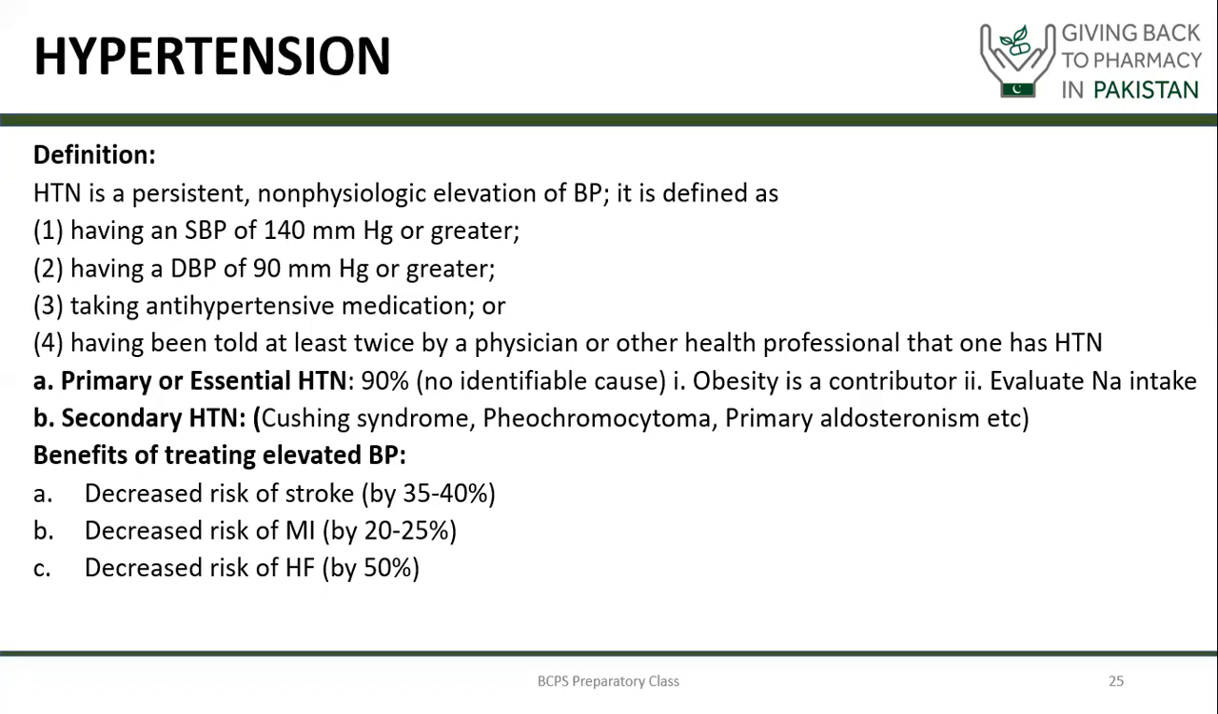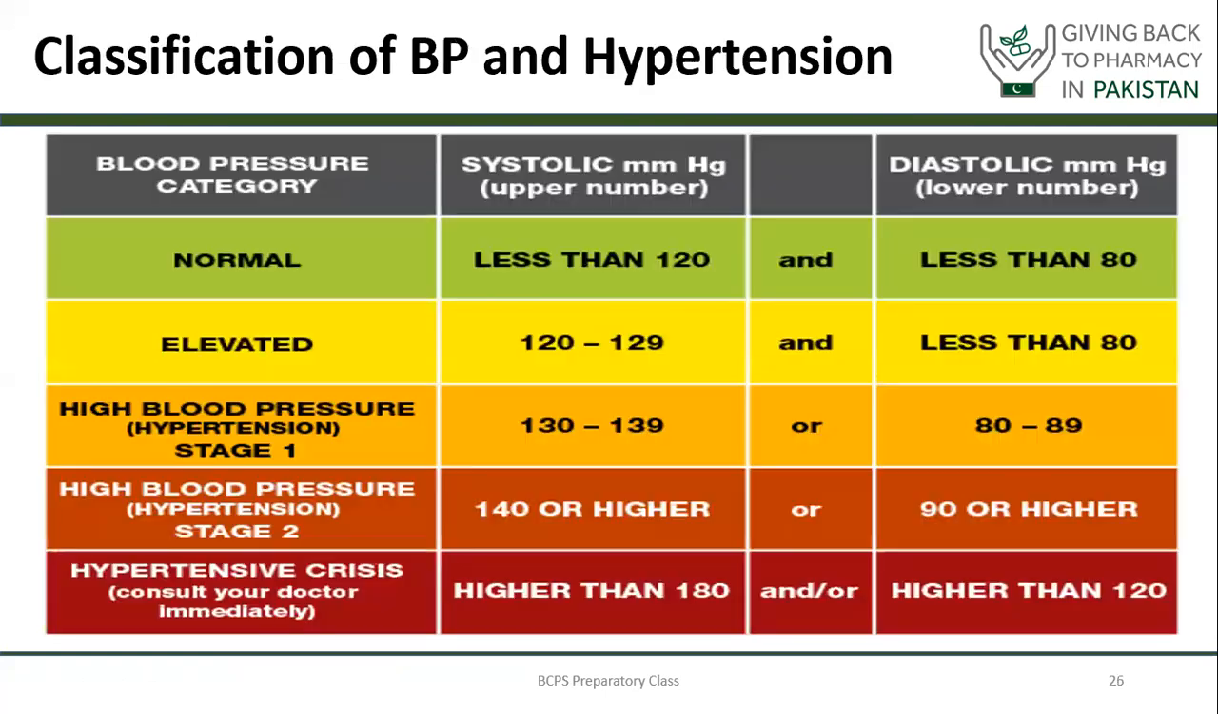If you treat hypertension in the early stages, it can decrease risk of stroke by 35 to 40%, decrease risk of MI by 20 to 25%, and decrease risk of heart failure by 50%. Actually, our population, unless they undergo stroke, MI, or heart failure, will not realize that they have some problem. Classification of hypertension.